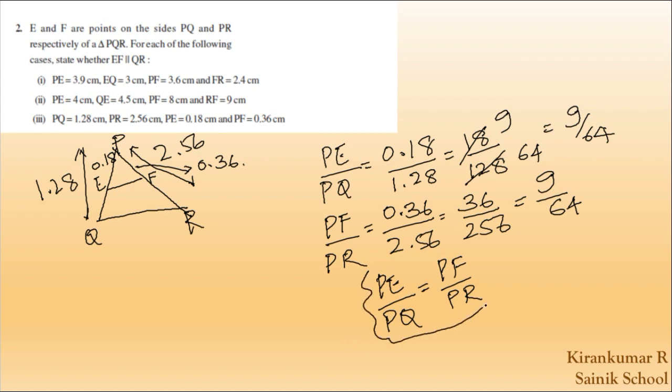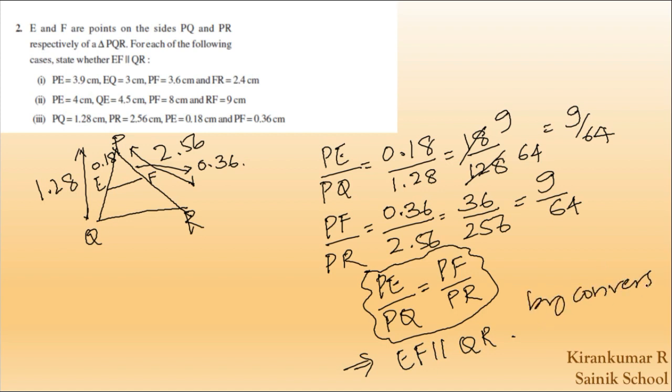This concept we had learned as a corollary. Therefore, since the ratio of the sides are equal, we get EF parallel to QR by the converse of Thales' theorem.